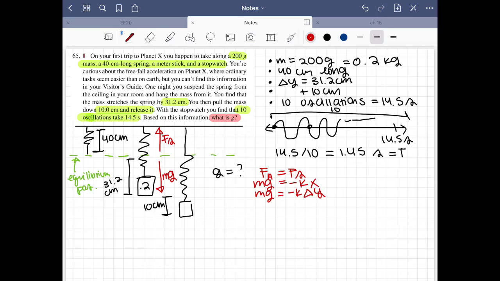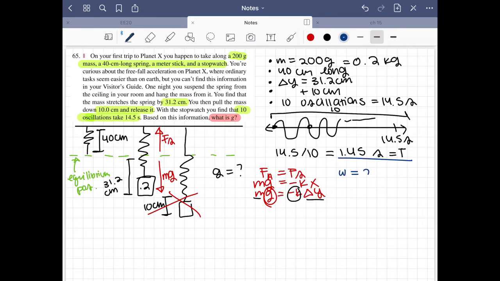You might be wondering, what about the extra 10 centimeters that you push the spring down? Well, we're not going to care about that. This is because we want to find gravity, so we're only concerned with the force that gravity exerts on the spring. We don't care about how much we stretch the spring, we just care about how much it stretches from the force of gravity. We're ultimately trying to find g. Here we have mass and change in y, but we do not have k. But we do have the period.